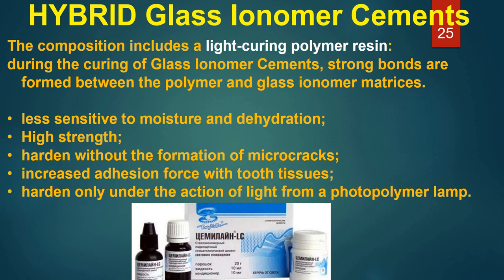Hybrid glass ionomer cements. The composition includes a light curing polymer resin. During the curing of glass ionomer cements, strong bonds are formed between the polymer and glass ionomer matrices. Less sensitive to moisture and dehydration. High strength. Harden without the formation of microcracks. Increased adhesion force with tooth tissues. Harden only under the action of light from a photopolymer lamp.